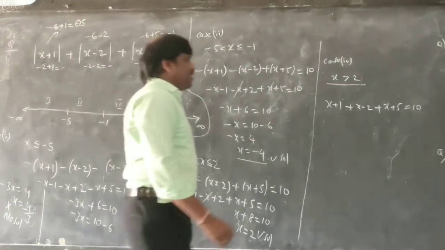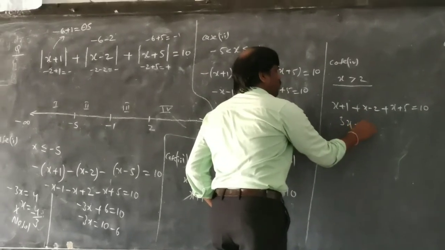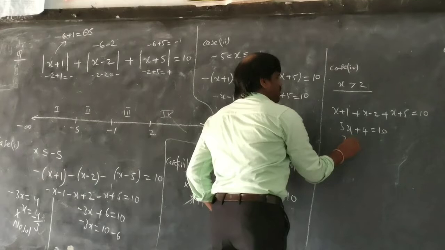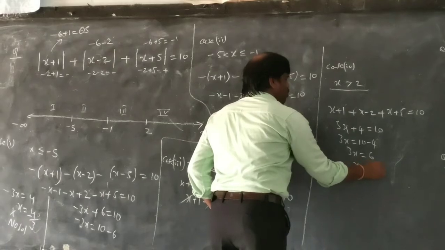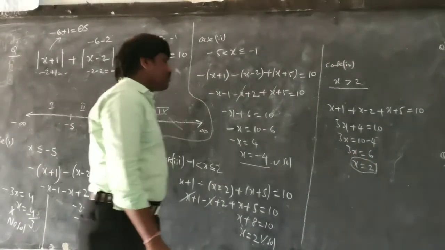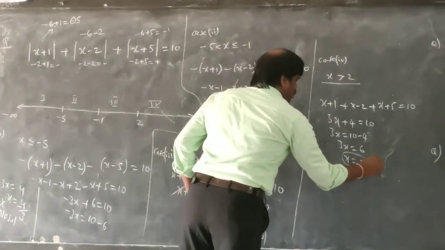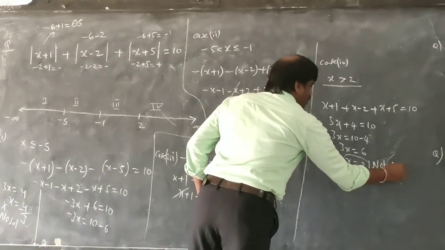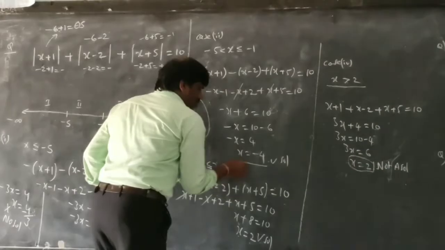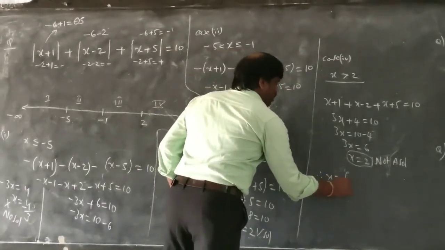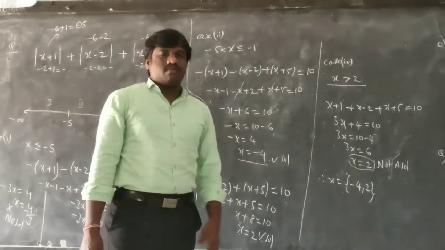So what am I getting here? 3x, 6 minus 2, that is plus 4, is equal to 10. 3x is equal to 10 minus 4. 3x is equal to 6. X is equal to 2. You got x is equal to 2. So tell me, is x equal to 2 there in this? No, not there. It is greater than 2. It is not a solution. So how many solutions are there now? You got 2 solutions. So the answer is x is equal to minus 4, comma 2. The number of solutions is 2 and they are minus 4, comma 2. This is the way to do it.